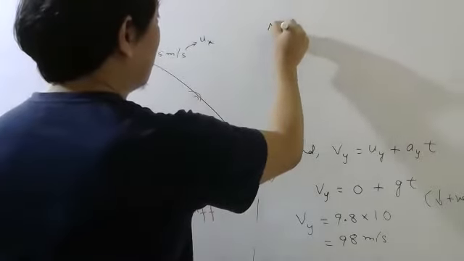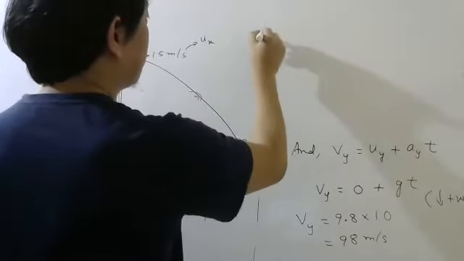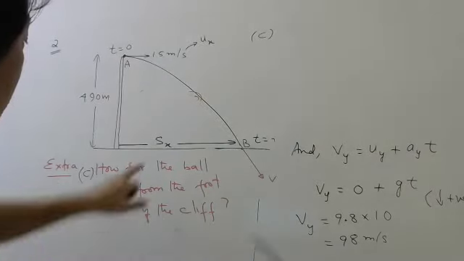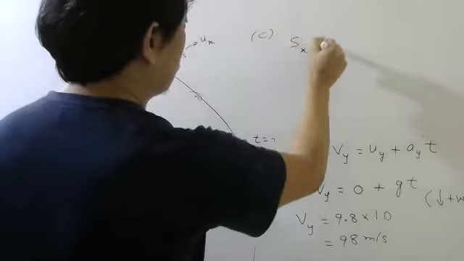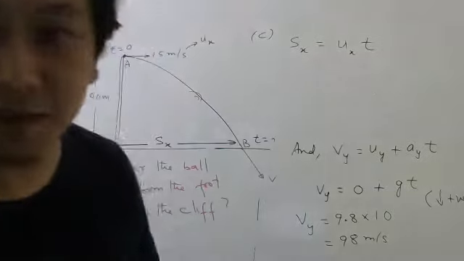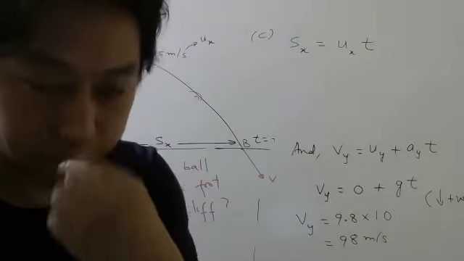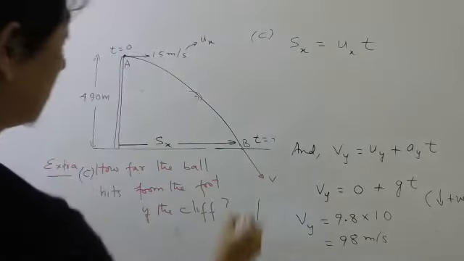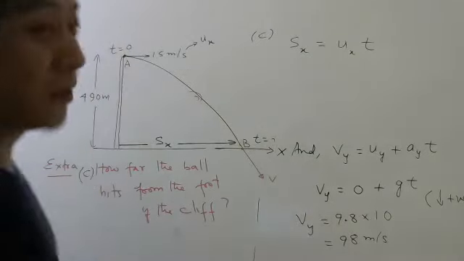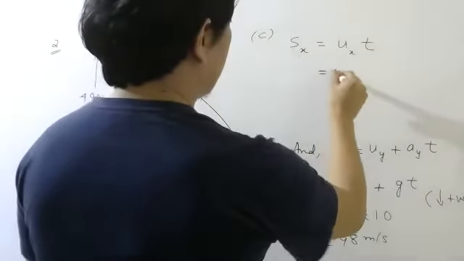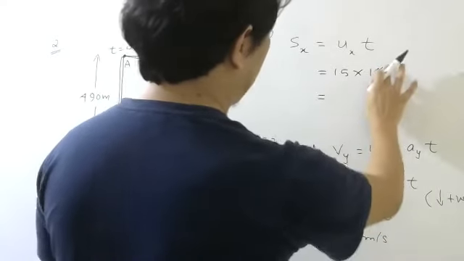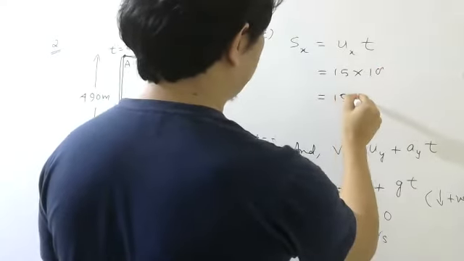So now, for this question, part C, this is your extra, okay? How far the ball will reach? Sx. How to find this? Which formula we have to use? Uxt. I will not even write half axt square, because I know this is my x-axis and this is my y-axis. So ux was 15, time taken was 10, so it will be 150.